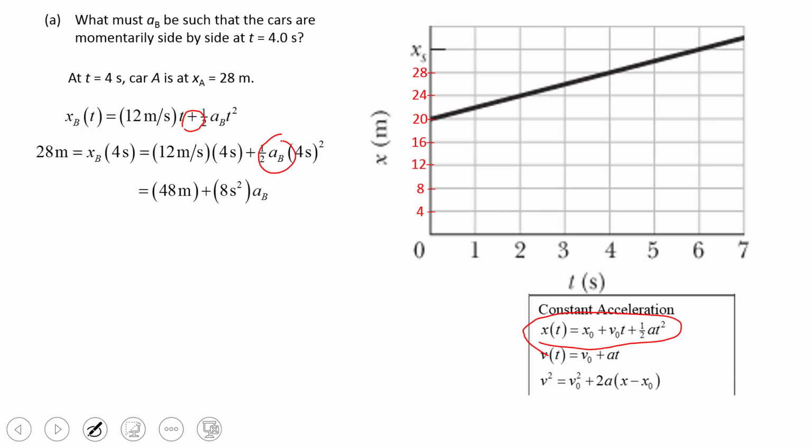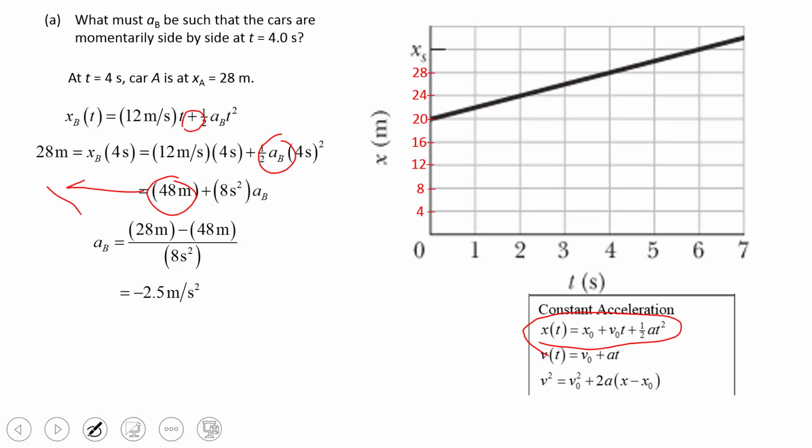And it's not too much work to move the 48 over to the other side. And then we end up with the acceleration equal to minus 2.5 meters per second squared. So again, it comes out negative, the way they had let us know that it would. So that's good, that's a check that things are working right.